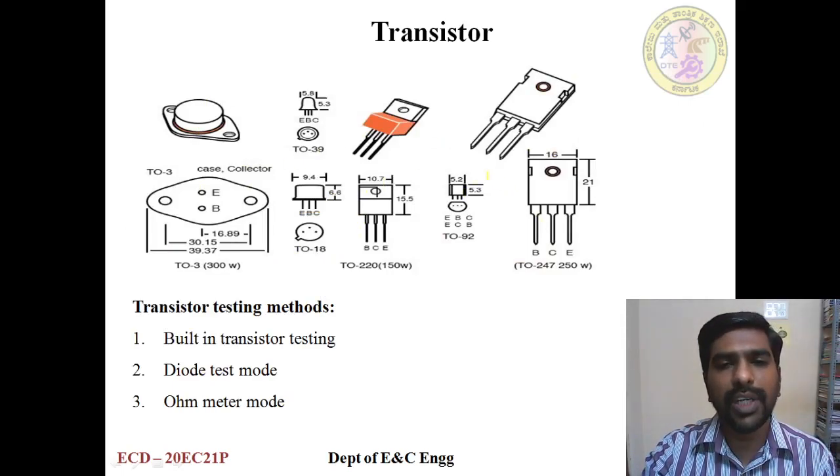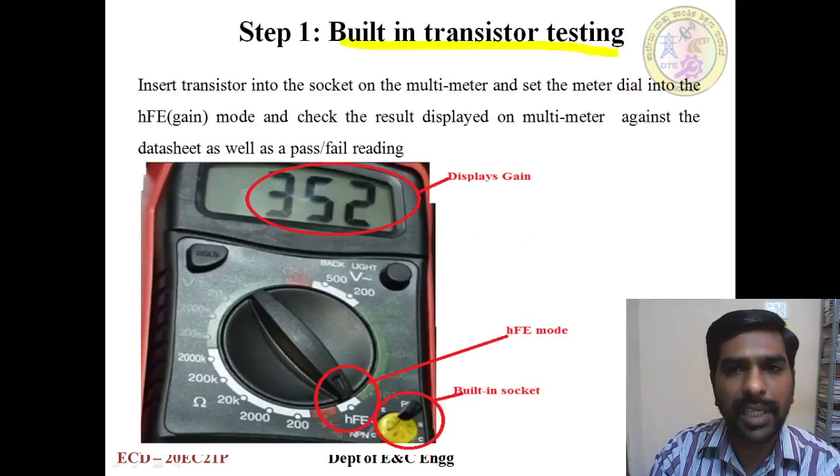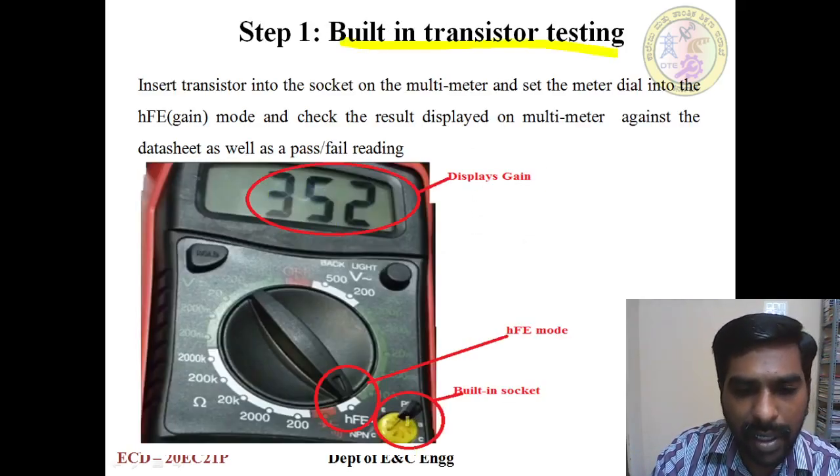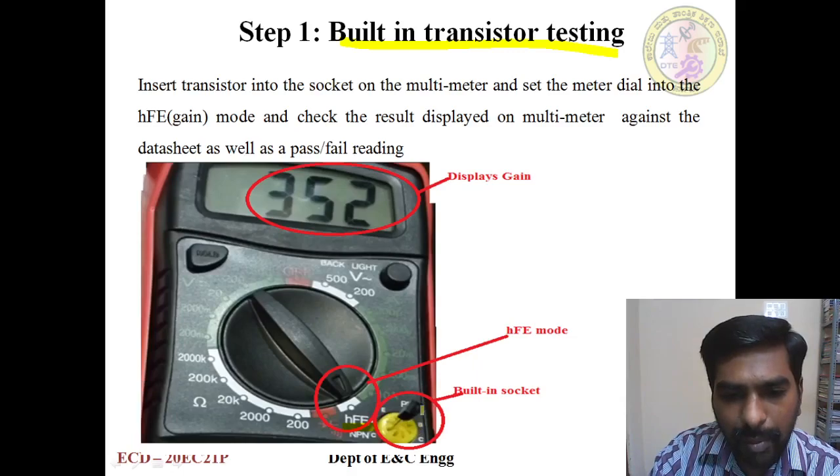You can go through the data sheet, and a transistor can be tested using three modes: built-in transistor testing, diode testing, and ohmmeter testing. See, what is meant by built-in transistor testing? Some multimeters have a built-in HFE feature. The HFE value is called the gain. There is a socket marked EBC, emitter base collector, with NPN and PNP sections, in yellow color. This is called the built-in transistor test.